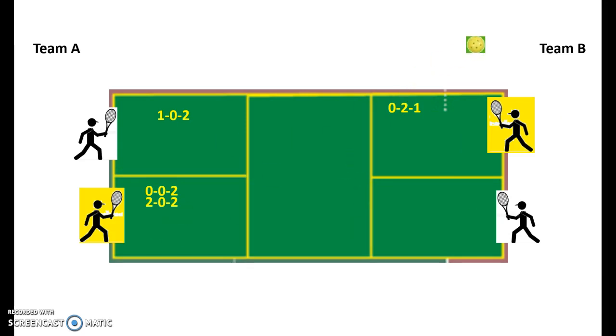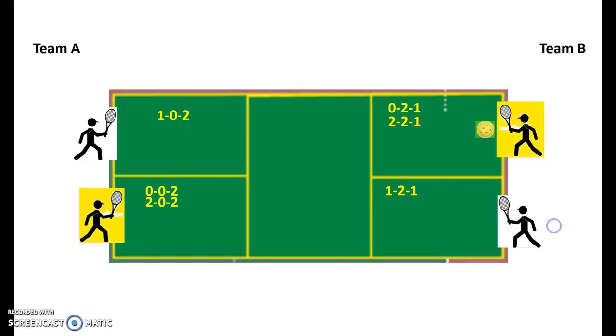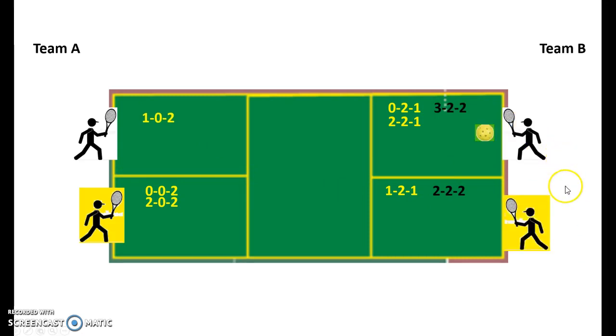And what happened? It looks like Team A hit it out of bounds. These two will swap positions. My first server here, the new score is 1-2-1. All right, it looks like Team A faulted out. These two swap positions. The score is now 2-2-1, serving from the right-hand court. And it looks like they hit the net. So it's the second server's serve. The score is now 2-2-2. Let's see what happens. Team A shoots it long, so they swap positions here. Second server, the score is 3-2-2.